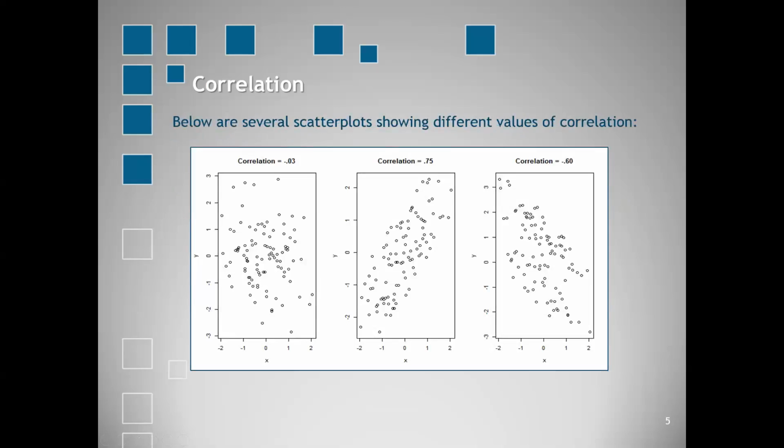In this slide, you see several scatter plots showing different values of the correlation. Notice that the first one is close to 0, and we don't really see the straight line we would expect in a linear relationship. The other two are closer to 1 and -1 respectively, and we do see more of a straight line pattern.